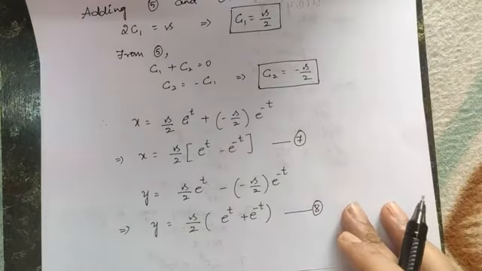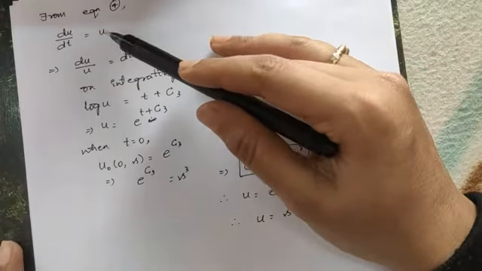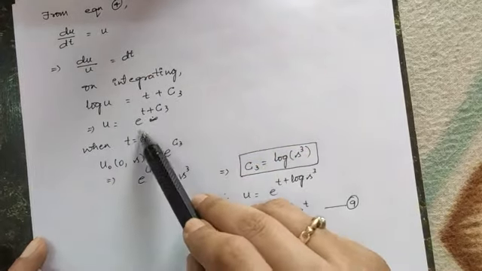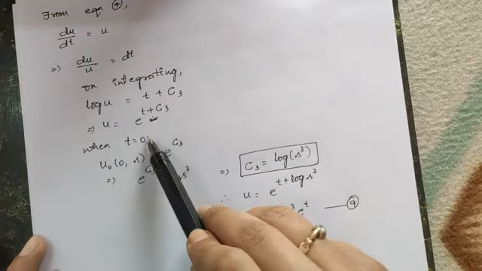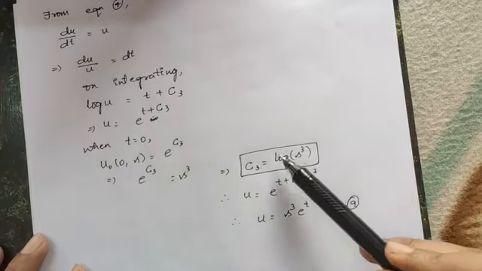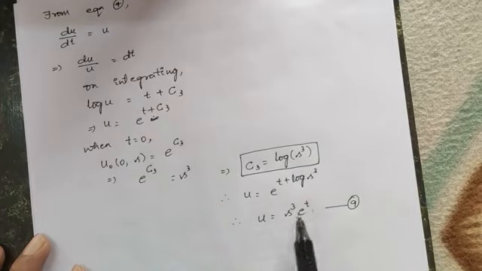Okay, now let's find out the value of u. This is as usual variable separable method. I have integrated here. You will get u is equal to e power t plus c3. When t is equal to 0, you can find out the value of c3. So after substituting, you will get u is equal to s cube into e power t. Now I have to eliminate s and t here.